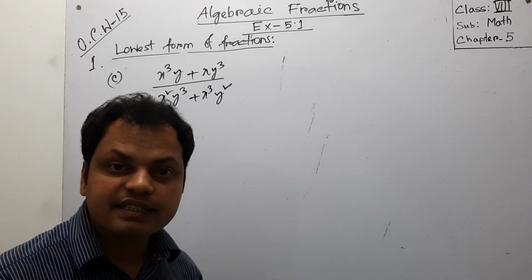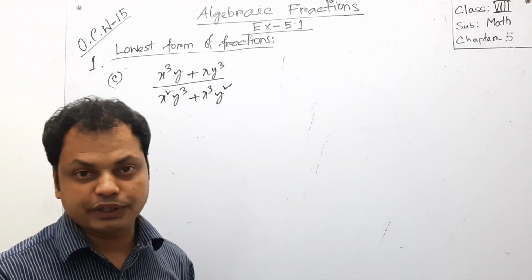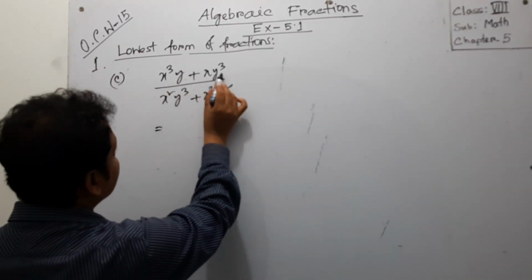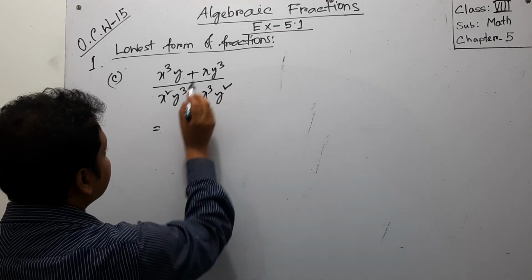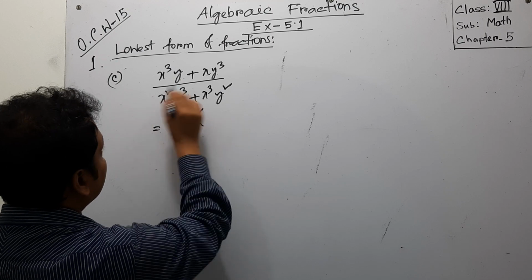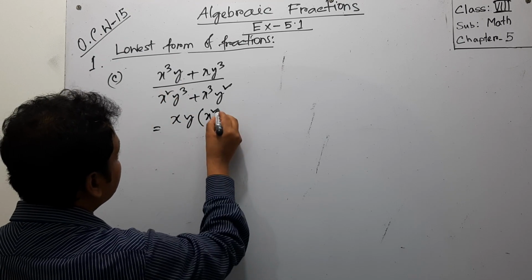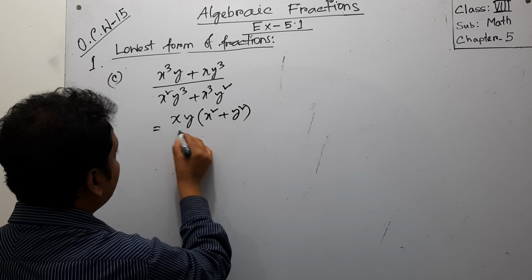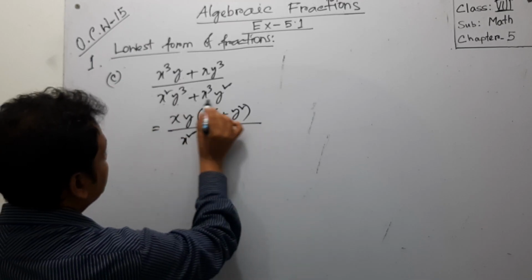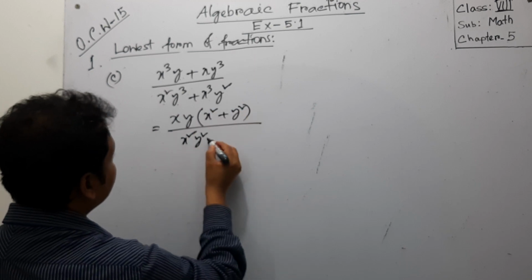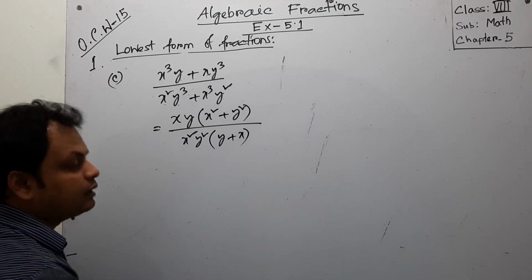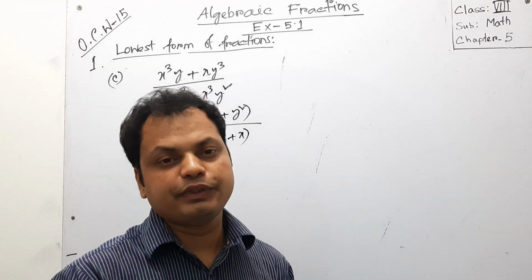The first task is to find the factors of the numerator and denominator. How can we find the factors? We'll take common. Here is x cube y, here is x y. Then x 3 times, x 1 time, so we get x common; y 1 time, y 3 times, so we get y common. What will remain here? x square plus y square. And in the denominator, here is x square, here is x cube, so we get x square common; y cube, y square, so we get y square common. Taking common, we get y plus x. Now we have got the factors of the given expressions.